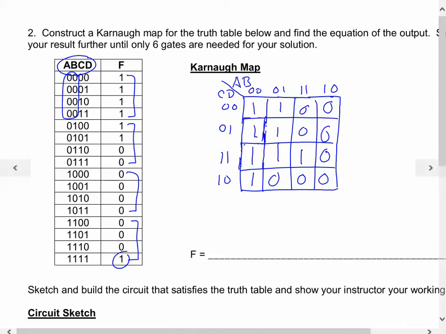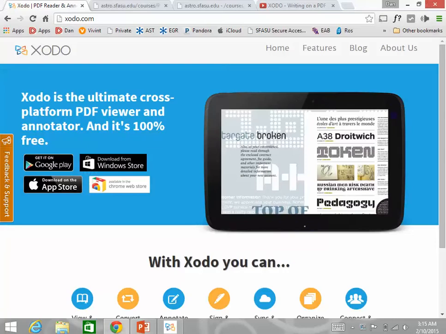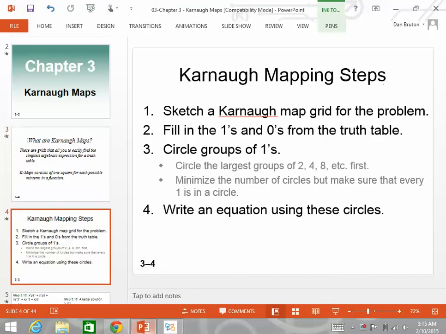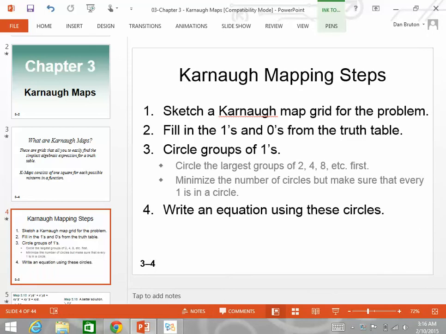And remember the second rule, I guess, for making Karnaugh maps. I'll go back over to that PDF file. The rule was make a grid, put ones and zeros in there. We're going to do circles. They need to be as big as possible. And you can only do groups of 2, 4, 8, 16, etc. Then we'll write the equation from that afterwards.